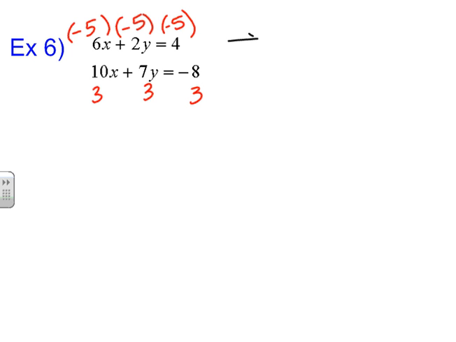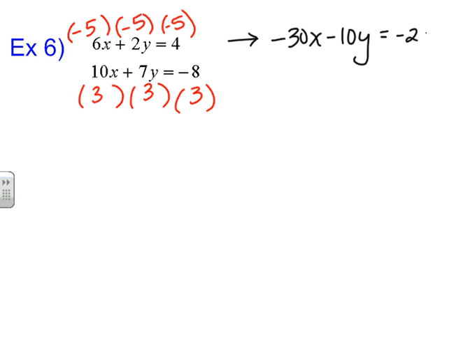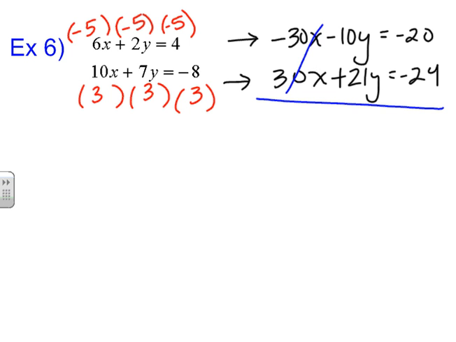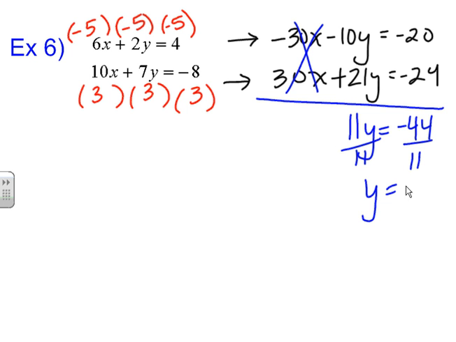And we're going to rewrite our equations. And I'm leaving the one on the bottom positive. So it becomes negative 30x minus 10y equals negative 20. And on the bottom we have positive 30x plus 21y equals negative 24. Now if we go to add these two equations together, the x's will go away because they are opposite of each other. 21 minus 10 is 11, and negative 20 and negative 24 is negative 44. We then divide both sides by 11 and find out that y equals negative 4.